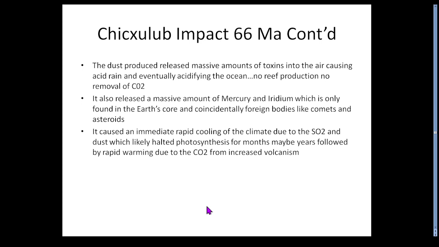Chicxulub impact continued. The dust produced released massive amounts of toxins into the air, causing acid rain and eventually acidification of the oceans, and no reef production and no removal of CO2.